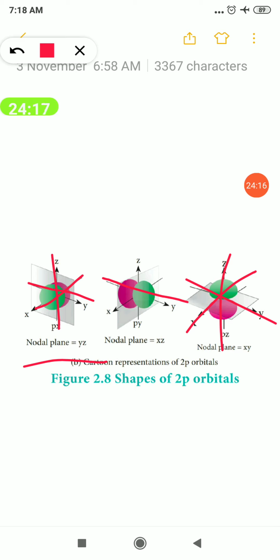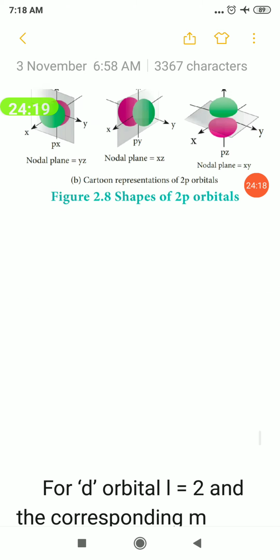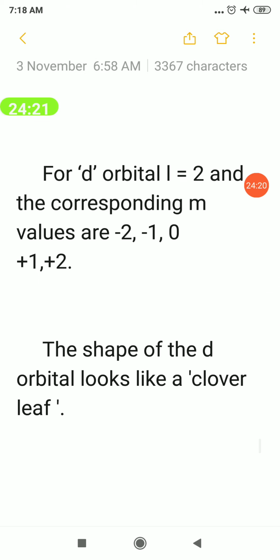Okay, and 2 more orbitals we have to discuss. Those are D orbital and F orbitals. Now we are going to discuss about the shapes of D orbitals. Okay, students, we know about the L value for D orbital. For D orbital, the L value is equal to 2, and the corresponding M values are -2, -1, 0, +1 and +2.